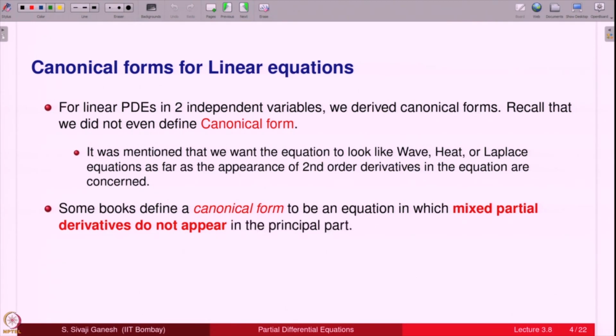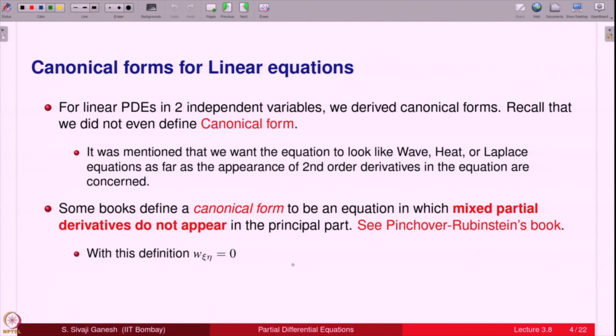Because in the principal part of a second order linear PDE there will be only second order partial derivatives. See Pinchover and Rubinstein's book on PDEs, they hint at this kind of definition. But if you adopt that definition, then W xi eta equal to 0, which is a canonical form for a wave equation, will no longer be a canonical form.